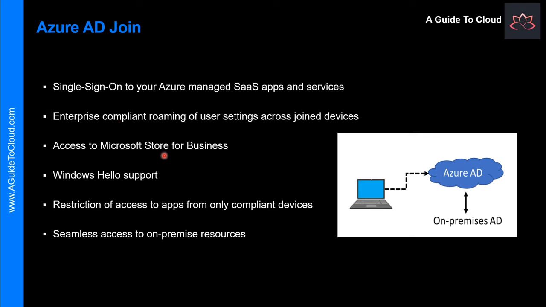The third benefit is access to Microsoft Store for Business. This is being used by using an Azure Active Directory account. Your users can choose from an inventory of applications pre-selected by the organization. Then there is Windows Hello support for secure and convenient access to work resources. Another benefit is restriction of access to apps from only devices that meet compliance policy. And what about seamless access to your on-premises resources when the device has line of sight to the on-premises domain controller?